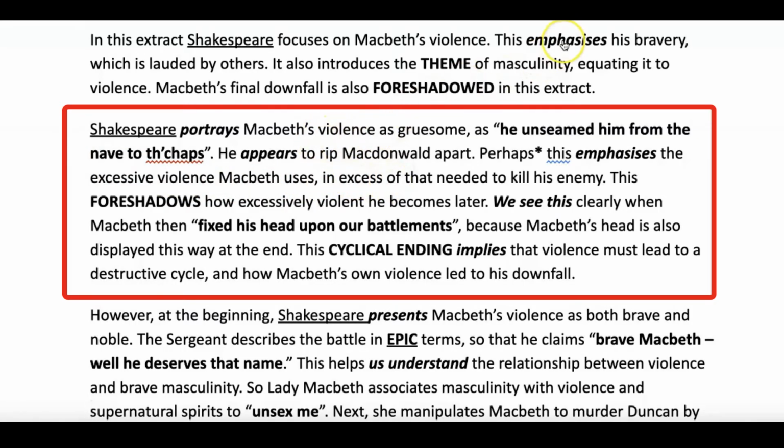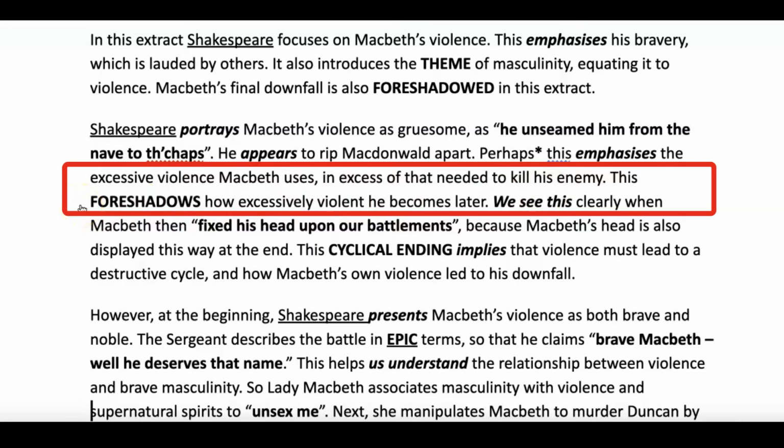So look out for these words in italics. These are the ones that show us an explanation is coming, and so it's easy for you to see how many explanations are needed in a grade 9 essay. This foreshadows how excessively violent he becomes later. So you can see that trick of comparing something in the extract to something elsewhere in the play as quickly as possible is going to get you marks for dealing with the whole text, which you remember is AO1.